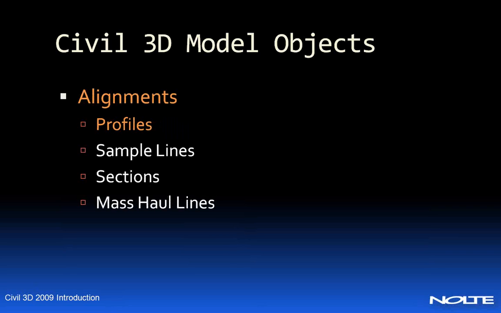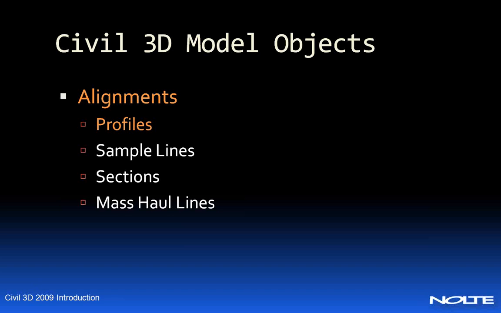All right, alignments themselves. Now, alignment in 2009 version of Civil 3D does not need to be within the site. They actually have a separate area in Prospector where I can create what are called siteless alignments. Most of my alignments now I create in that area, but an alignment has sub-objects with it, and those include profiles.